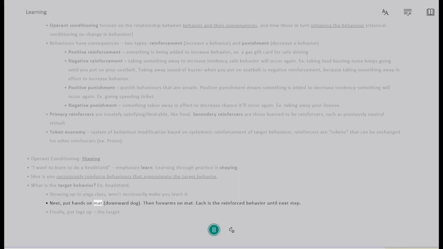Next, put hands on the mat, downward dog. Then forearms on the mat. Each is the reinforced behavior until the next step. Finally, put legs up: the target.